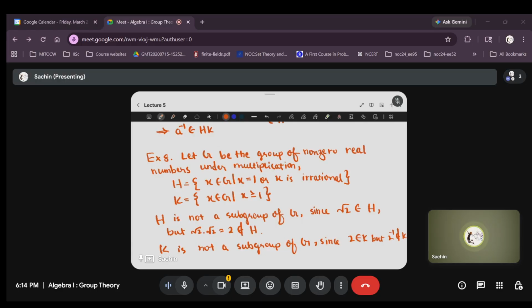Then we'll see some examples, and we'll see what a cyclic group and a cyclic subgroup are. After that, we'll do problems.